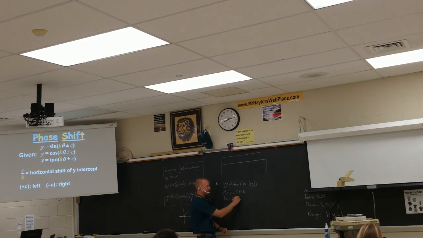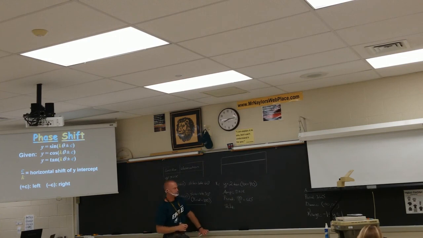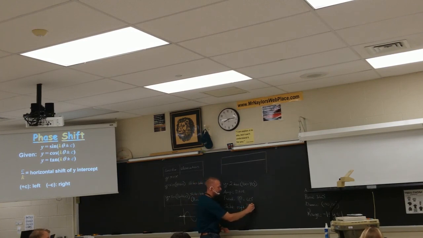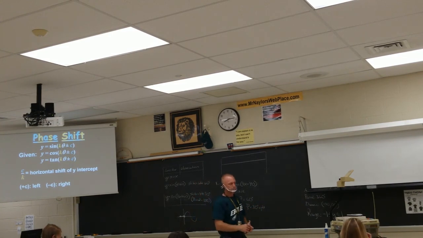How about period? Original period divided by k. That's all there is to it. 180 divided by 3 gives you 60. And how about the shift? Well, you have a minus sign, so you would say to the right, 90 divided by 3, which of course is 30. I wrote the word right twice.